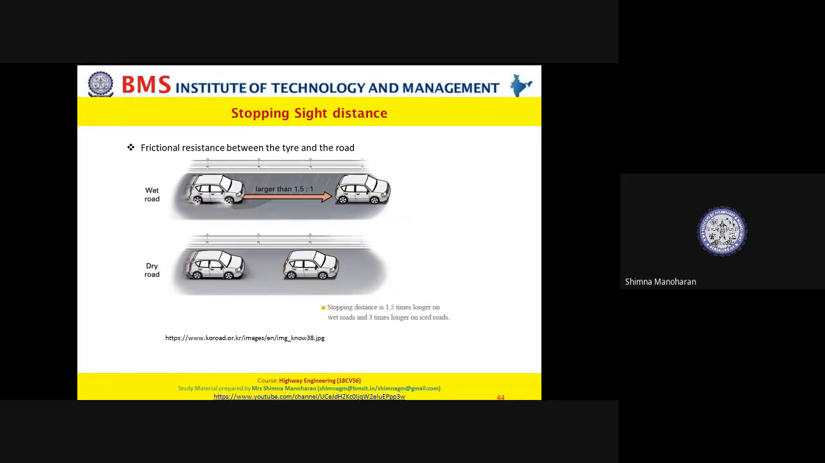Okay. So this picture shows that the stopping sight distance is 1.5 times longer on a wet road and 3 times longer on an iced road. An iced road scenario is not actually found in India, but you can visualize it. Usually during the rainy season, you might think that within this distance you will be able to stop the vehicle, but for a wet road, since the friction coefficient or the skid resistance is less, the distance that you might require to stop the vehicle will be more. It's usually 1.5 times more than that required on a dry road.